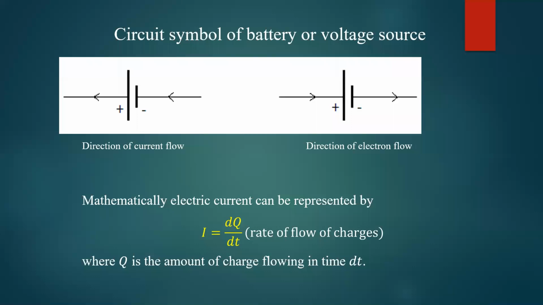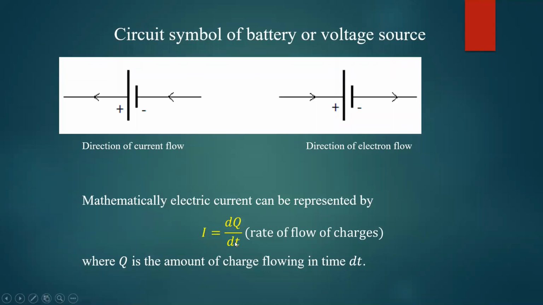In time dt, if q amount of charge is flowing, then current is defined as dq by dt. You remember this expression? This is very much necessary to find the relation between current and charge. Current is I, Q is charge. The relation between current and charge is given by I equal to dq by dt.